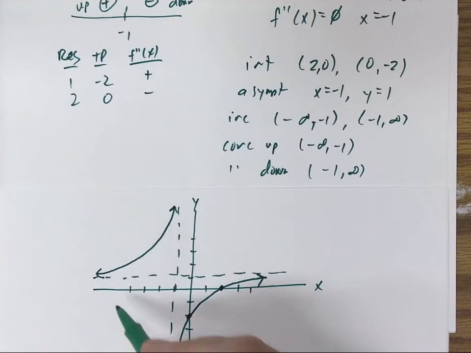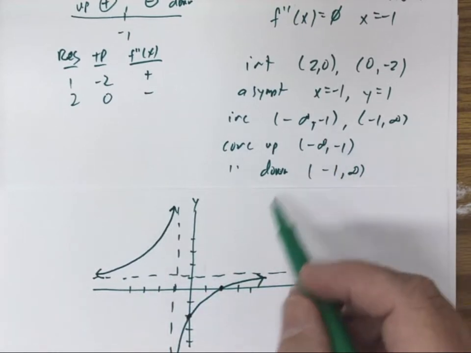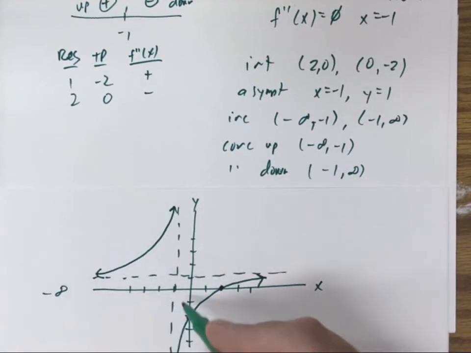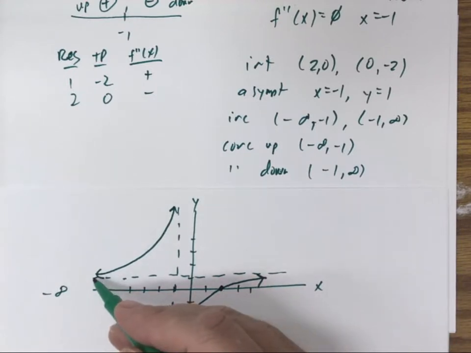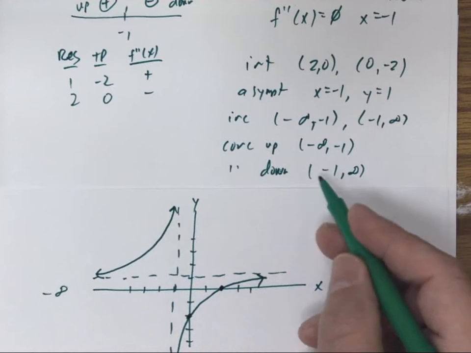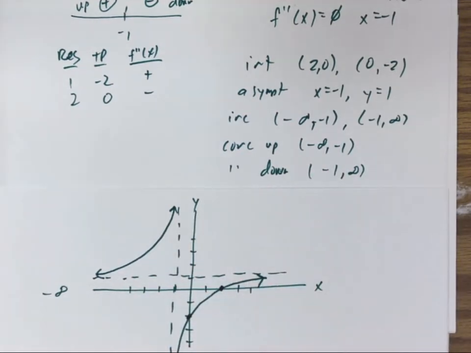Because if I check now, increasing from -infinity to -1, that's true. And it says concave up from -infinity to -1, which it is. So everything checks out.